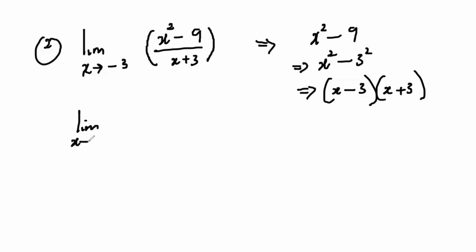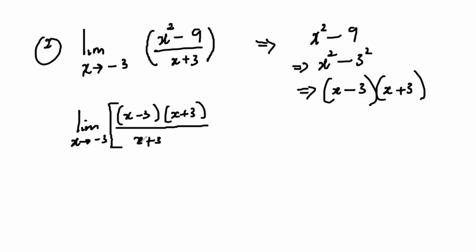So my limit is this as x approaches minus 3 of, let me use a square bracket, put this one in the bracket. We have (x minus 3) close bracket, we have (x plus 3) close bracket, all divided by x plus 3, right? So we have this. Now since I have x plus 3 at the numerator and x plus 3 at the denominator, I just strike out x plus 3, and finally I have x minus 3. All right, x minus 3.